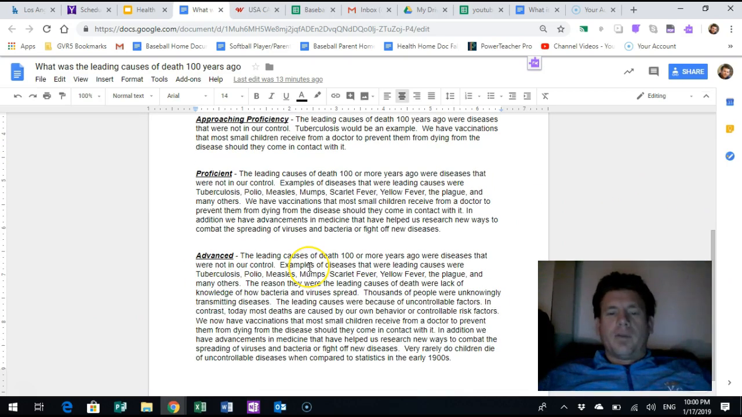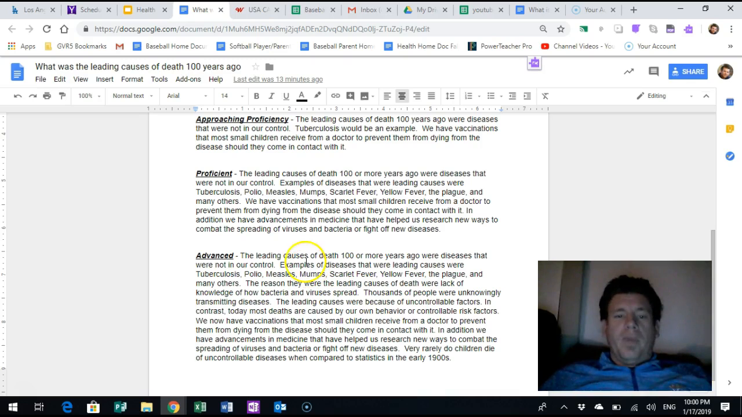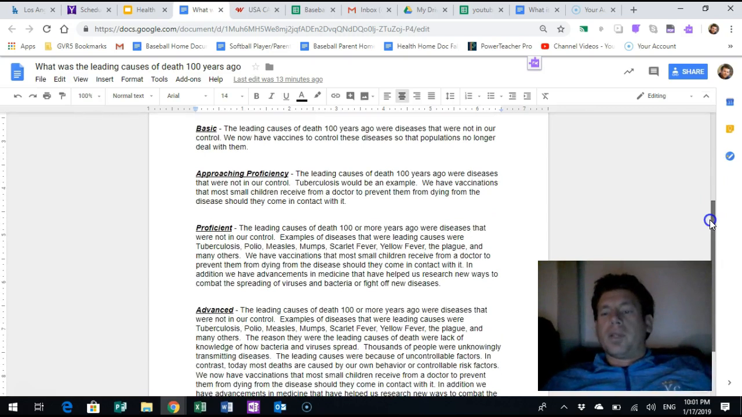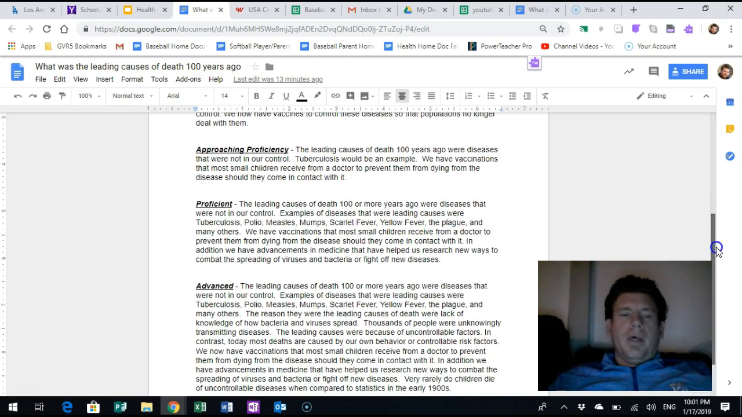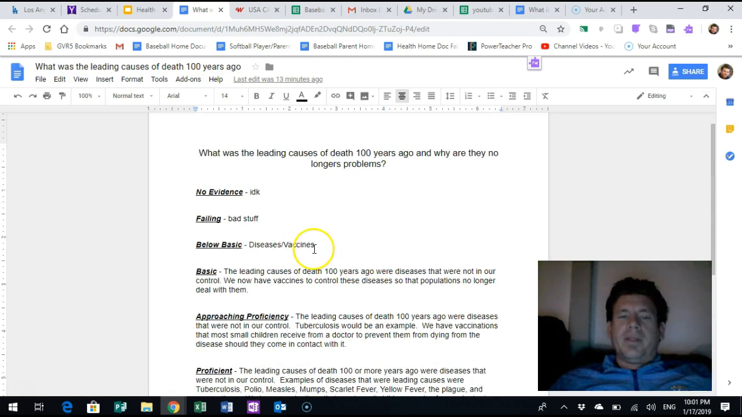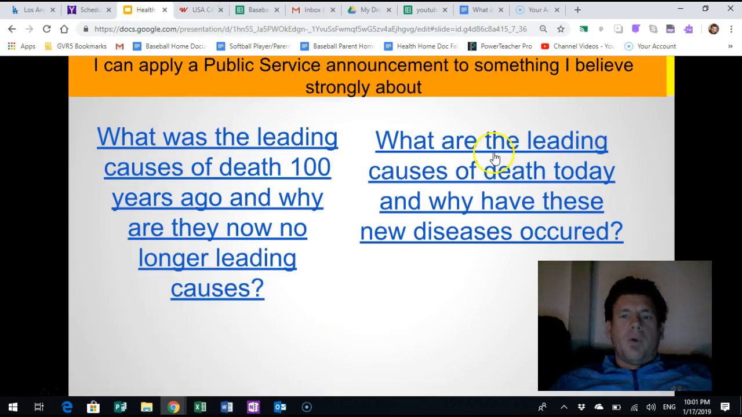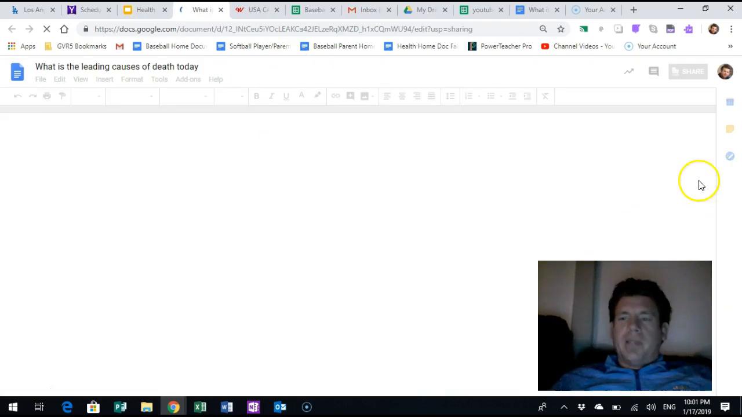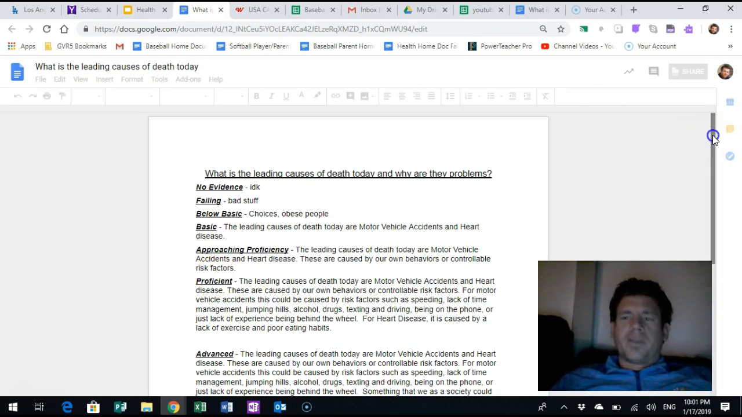I'm looking for detail, so we're looking for vocabulary words that we've given in class. So for example, this particular question is asking about 100 years ago. I'm looking for words like controllable versus uncontrollable, things that have to do with specific diseases, examples, why those are no longer there, and not just merely listing out diseases and vaccines. So below basic would be it for that example there. Okay, and then the other question, so going back, was what are the leading causes of death today, and why have these new diseases occurred? So there's another document, exact same thing. I'm looking for risk factors.